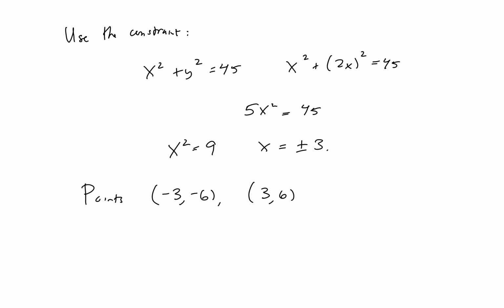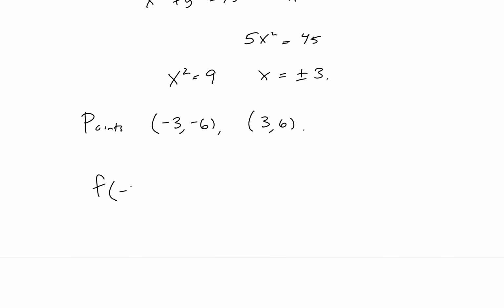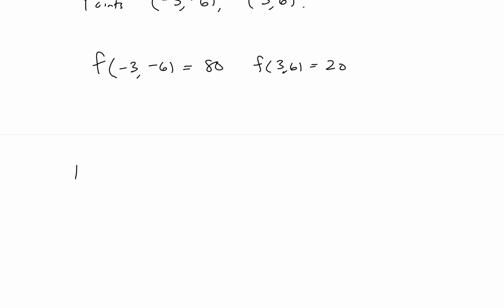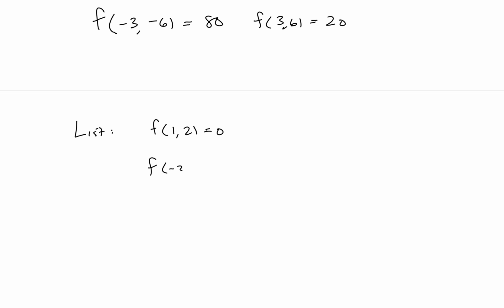And now we just evaluate the function at these points. We evaluate this one, we get 80. If we evaluate this one, we get 20. So our list is f(1, 2), which was 0, f(minus 3, minus 6), which was 80, and f(3, 6), which was 20. So this is the minimum, and this is the maximum. And that's all there is to that one.